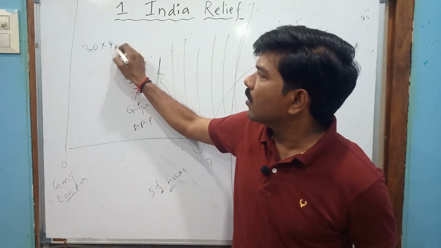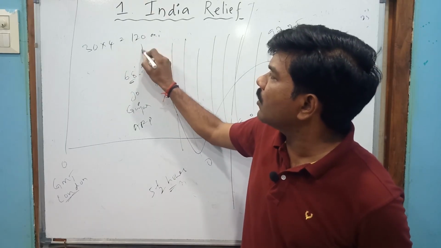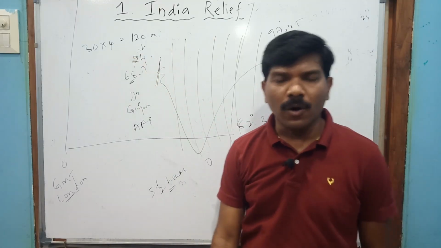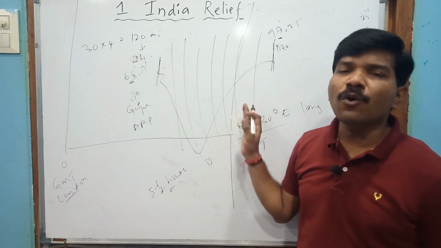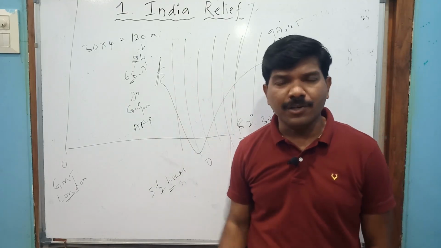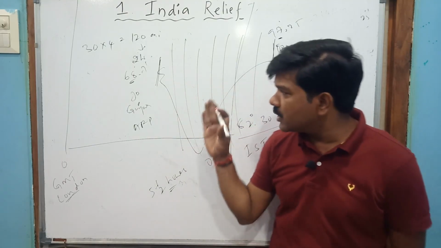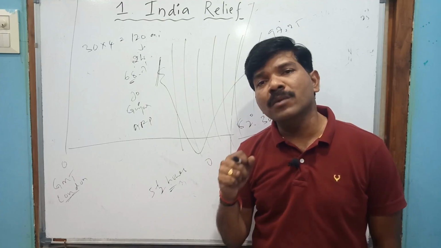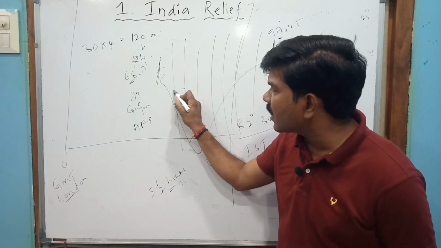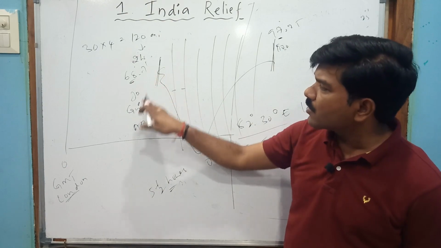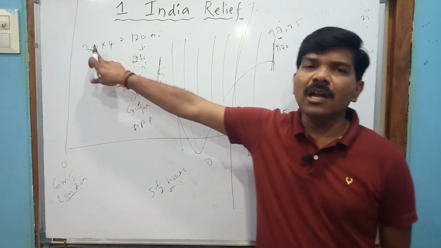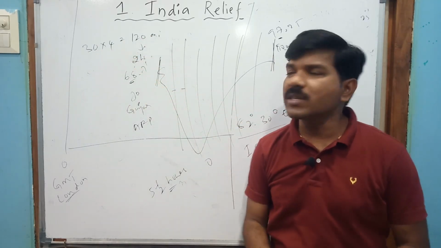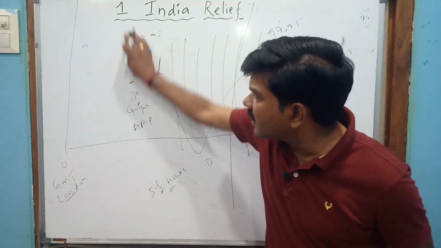30 into 4 is equal to 120 minutes, which is 2 hours. Why 4 minutes? Because the Earth takes 4 minutes to move from one longitude to another. So 30 longitudes into 4 is 120 minutes. That means there is a 2 hours time difference between Gujarat and Arunachal Pradesh.